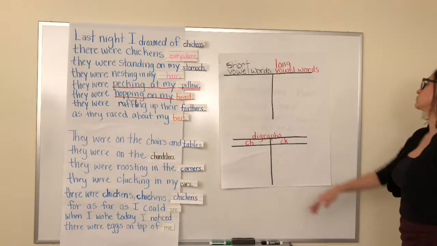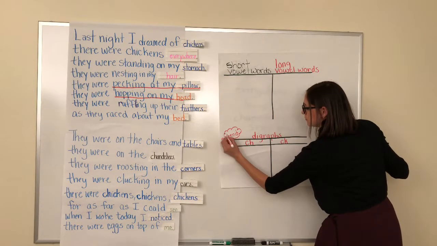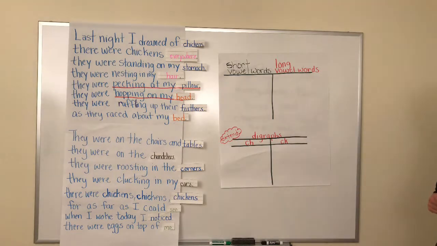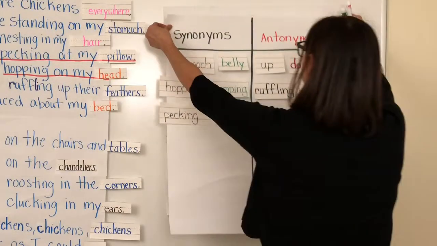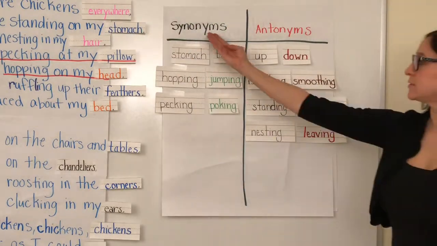Students locate words with short and long vowel sounds. And you can extend by including digraphs. And to conclude day 2, you can identify synonyms and antonyms.